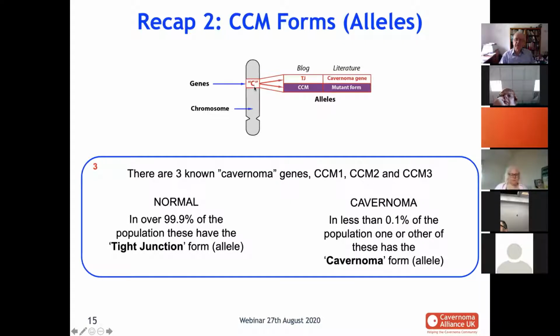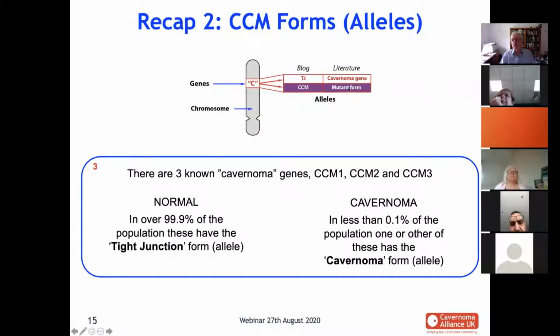But an essential feature of understanding the genetics of Cavernoma is to know that although you have this gene, it can have different forms. And if you are one of the 99.9%, the form that you have, I'm calling the tight junction form. So the tight junction form is what most people have, but if you have any form of Cavernoma, the genes, well, if you have a familial Cavernoma that's inherited, you will inherit one or other of these genes, CCM1, CCM2, or CCM3. And the form of the Cavernoma gene that you have will be what I'm calling the Cavernoma or CCM form, the mutant form.